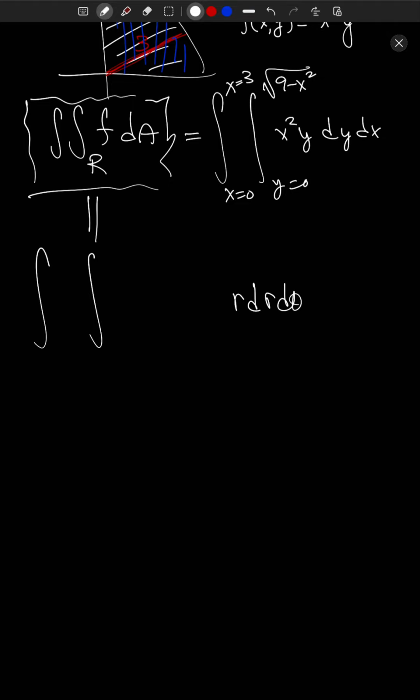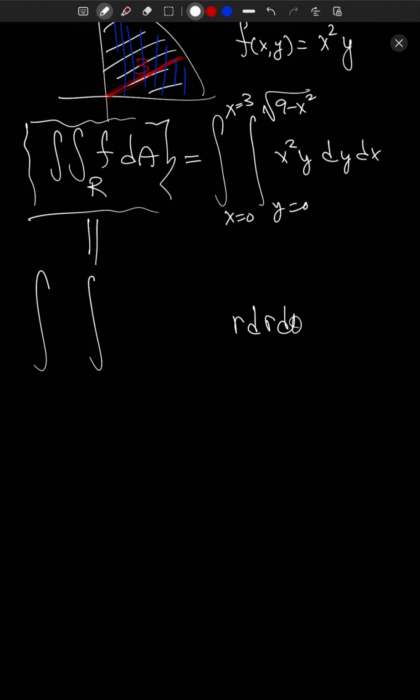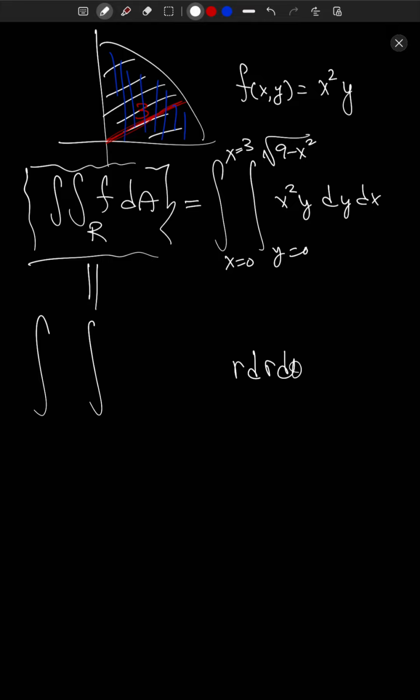Before we do the limits of integration, what is the function? Well, we just convert. Between polar and rectangular coordinates, x is r cos theta and y is r sine theta. That's the usual translation from rectangular to polar. So x squared becomes (r cos theta) squared, and y becomes r sine theta. That part is super straightforward.